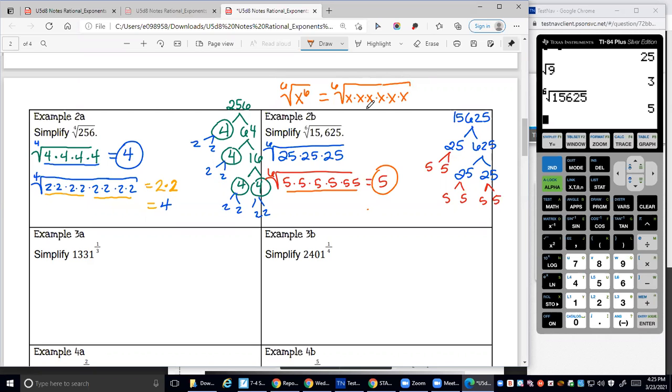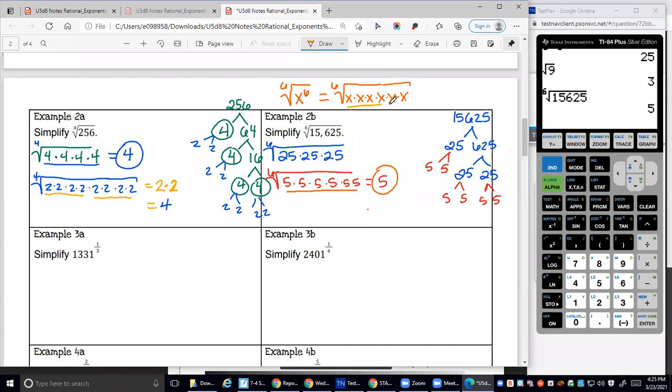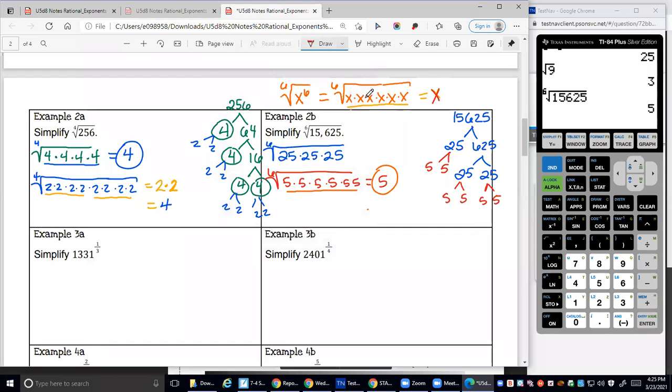So I have 6 x's being multiplied, and that's exactly the size of group I'm looking for. So what's going to pop out? Anybody? x. The answer is x. You just have to have 6 of the same factors, because that tells you to find a group of 6, and then one of those pops out from under the radical.